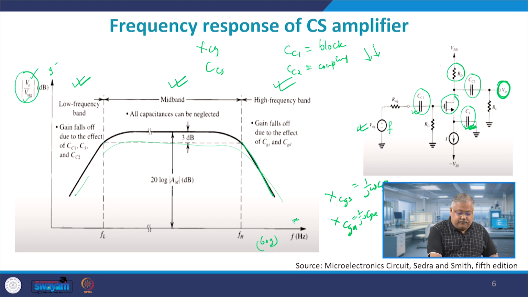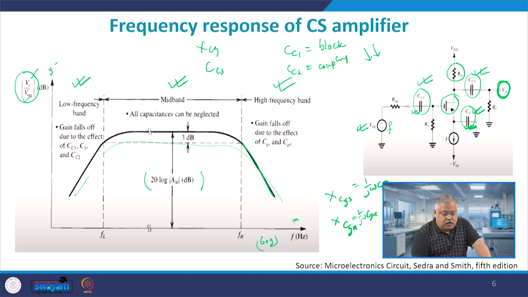Similarly, due to the combined effect of CC1, which is this one, then CS, this one, and CC2, the gain actually falls off with lowering the frequency in the low frequency band. As the frequency starts to reduce, the resistance offered by these capacitors starts to increase and the gain starts to fall down, as you can see. Somewhere in the middle, these two balance each other, and the gain is constant, as you can see here. This is 20 log of gain which I am showing.